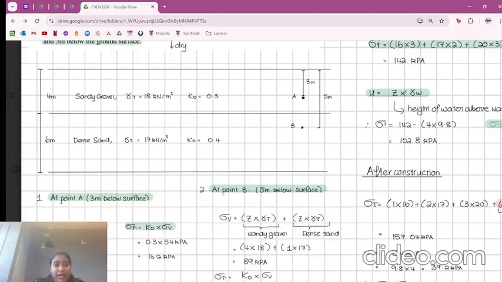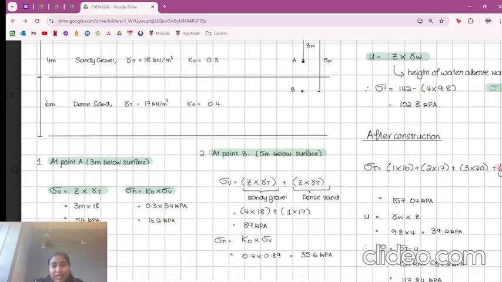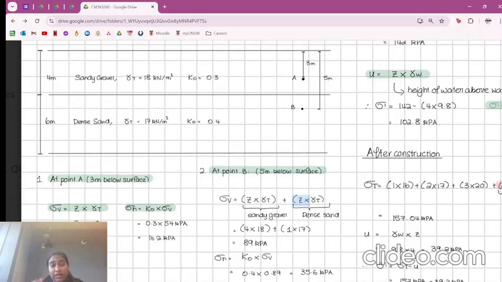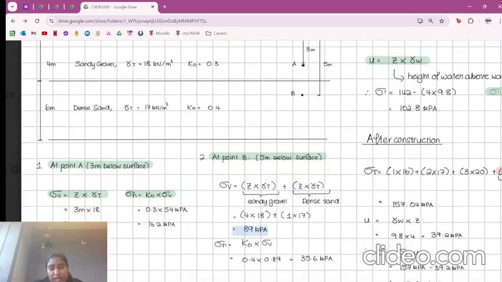So you don't need to worry about anything below that point, which means that this value here, or your Z value, is just going to be 1. Because you've already taken into account everything else above it. So you just get a value of 89 kPa there, which you then sub into this formula here to get your horizontal stress.